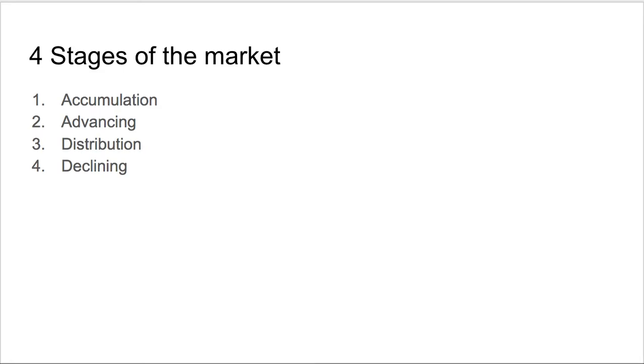The distribution phase is when individuals or fund managers start selling the stock. You won't see a big decline in the stock, however, you'll see days of heavy volume distribution. And declining is, of course, when even bigger money managers come in and start pushing the stock down.